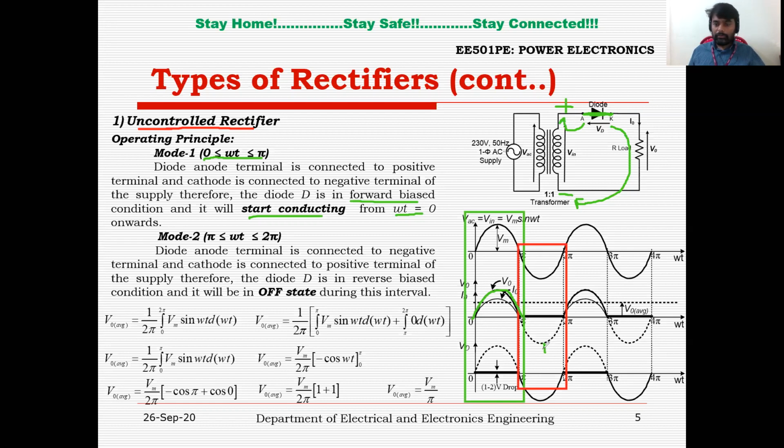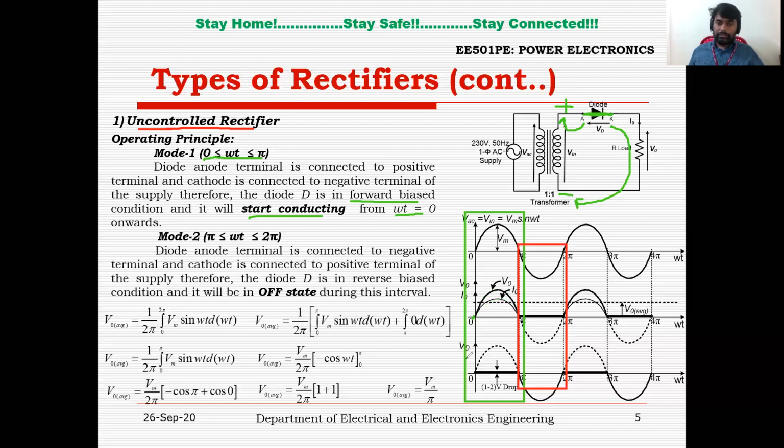You can see the input waveform. This is a dotted input waveform. And you can see the load is a resistive load. If the load is resistive, the current should be in phase with the voltage waveform. So it is following the output voltage waveform, right?